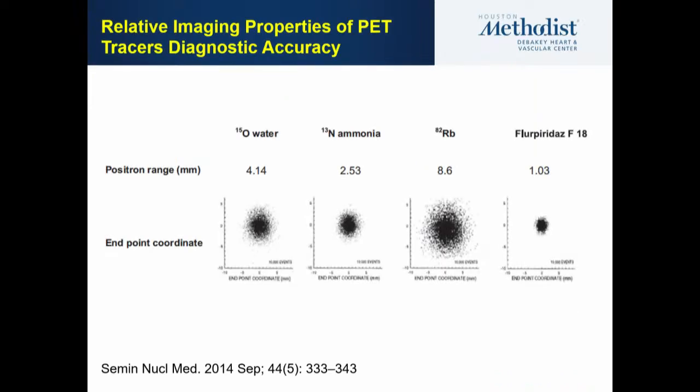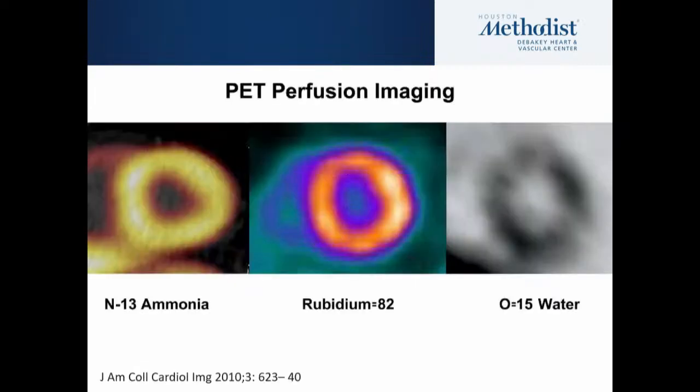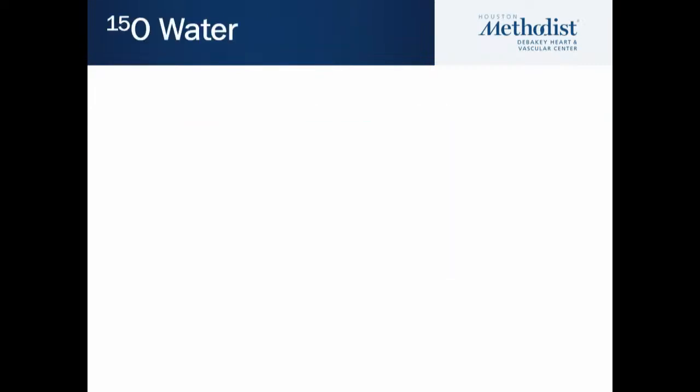So these are the positron range of each one of them. So if you put just one dot, you can see which one has the fuzzier image, the rubidium, and which one has the least fuzzy or the more concrete, because it has lower energy, so it doesn't move too much before it annihilates. So how does that translate to images? I'll show you some examples later on.